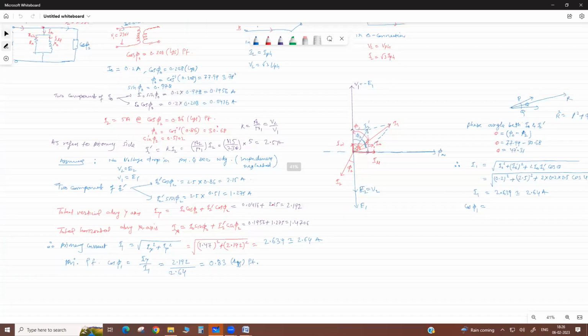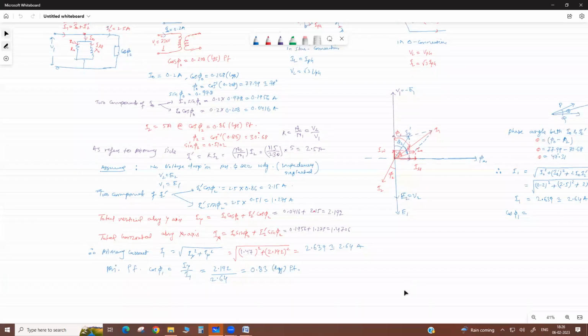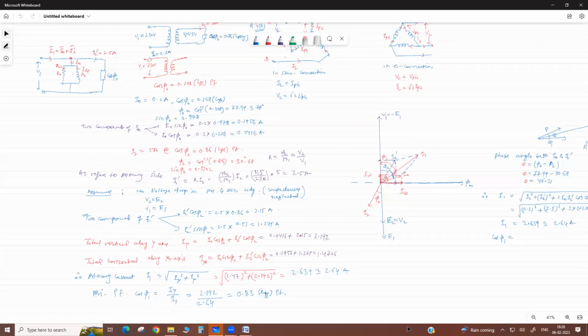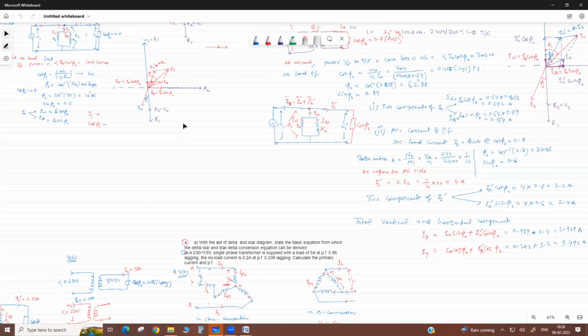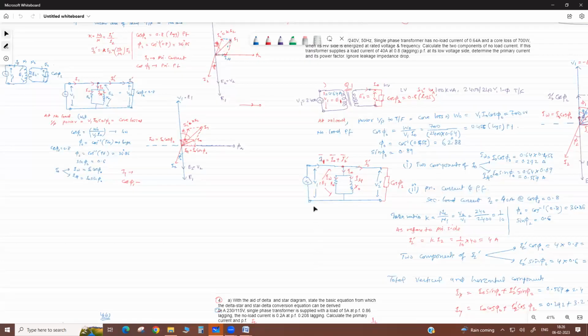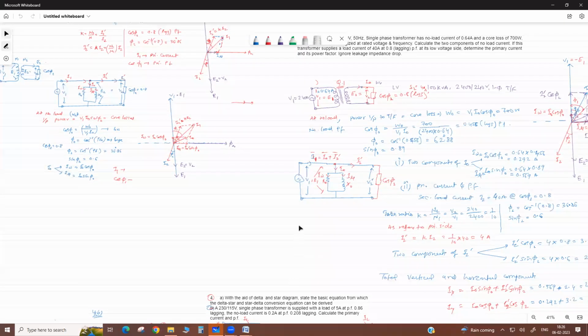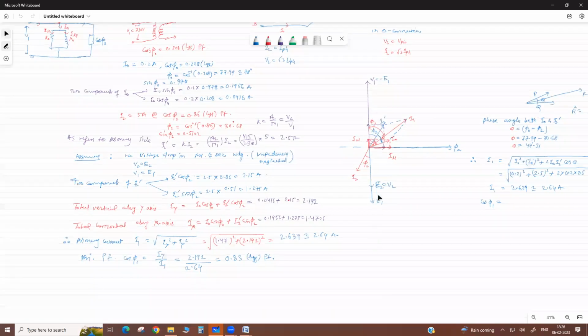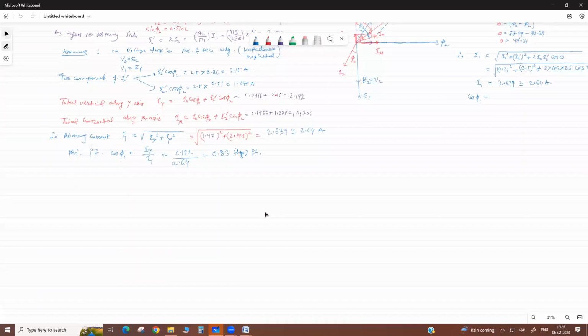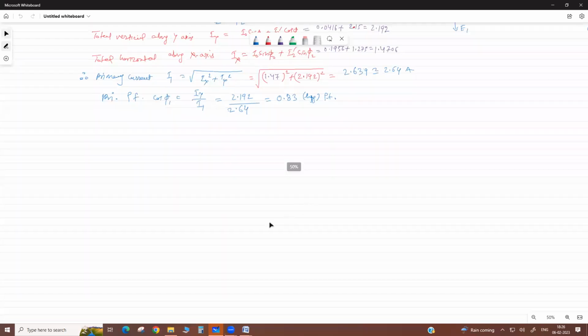Okay, dear. Now this transformer, phasor diagram and equivalent circuit. Then there is a question in which they give the no load parameter and the load parameter. Then they ask the primary side power factor and current. So I think you understand how to calculate. Okay. Any doubt? Yes. Please.